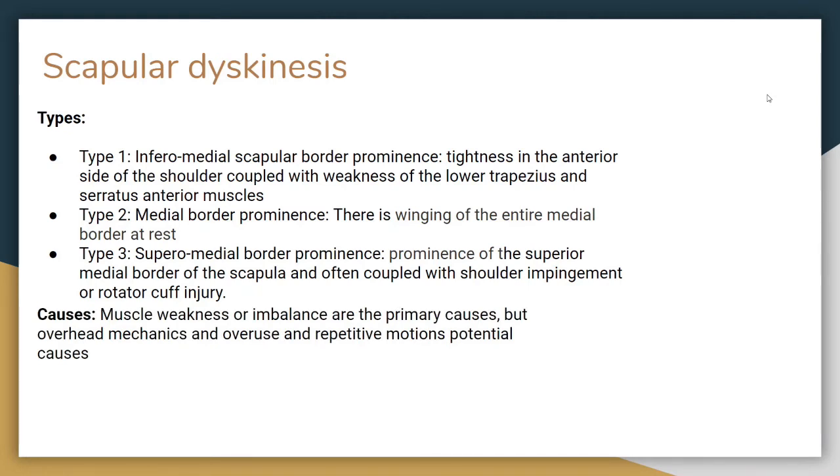There are three types of scapular dyskinesis. Type 1 being inferomedial scapular border prominence, which is when there is tightness in the anterior side of the shoulder, coupled with weakness of the lower trapezius and serratus anterior muscles.